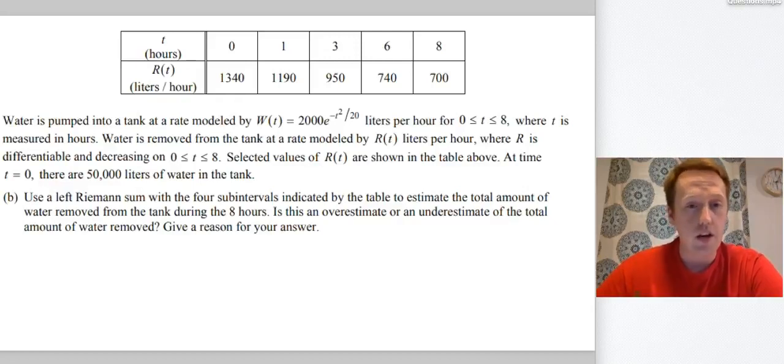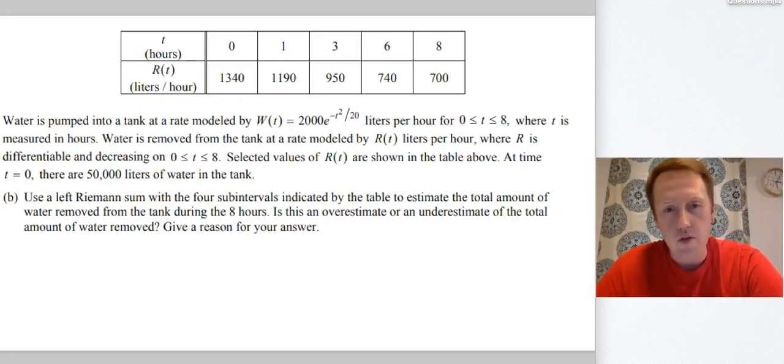Okay, first thing we got to do, the left Riemann sum, right? They told us to do a left Riemann sum, we had better do a left Riemann sum.